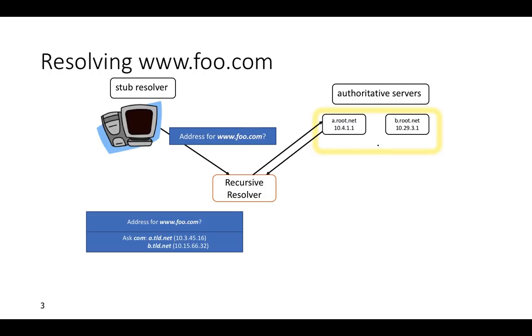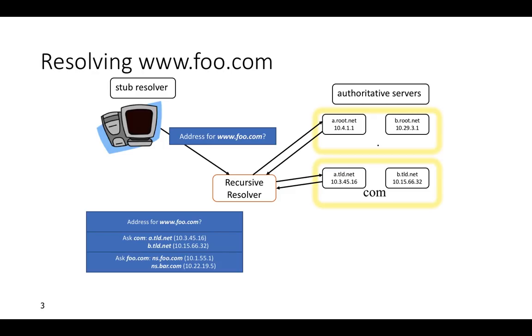a.tld.net and b.tld.net. Now, again, these are contrived names. The com servers actually have different names. This is just to illustrate a point here. So the recursive resolver gets back this referral, and it says, okay, now I'm going to ask one of these com servers. Now that I know where com is, I can ask them the same question.